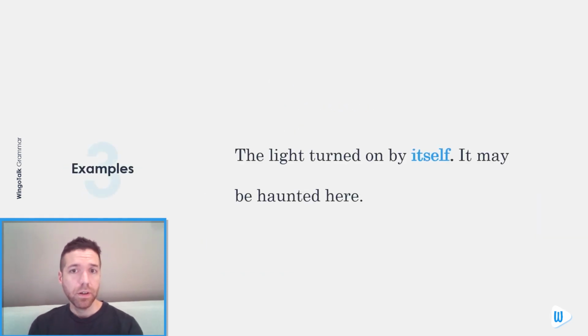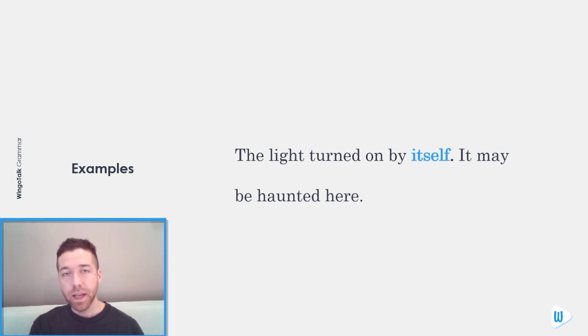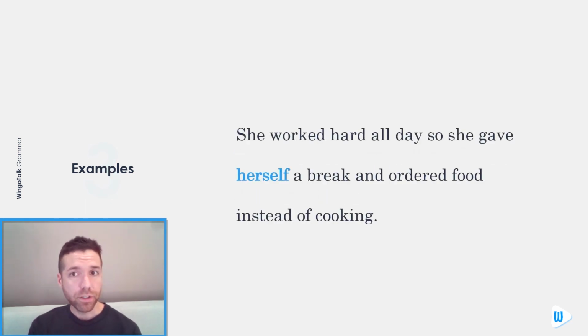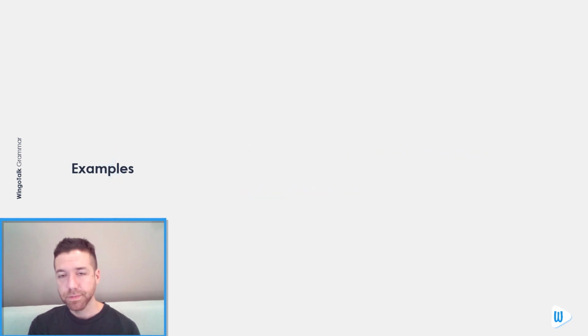Example sentences: The light turned on by itself. It may be haunted here. She worked hard all day, so she gave herself a break and ordered food instead of cooking. I taught myself to never give up, even when I want to.